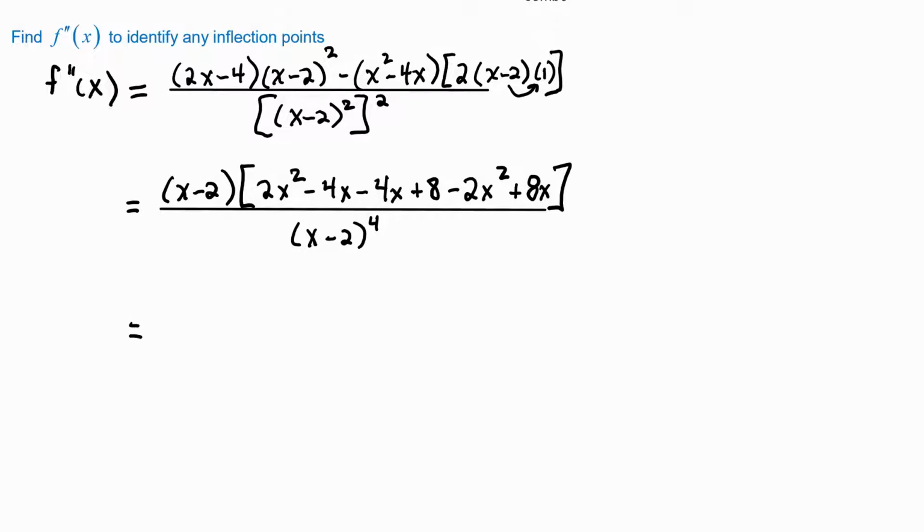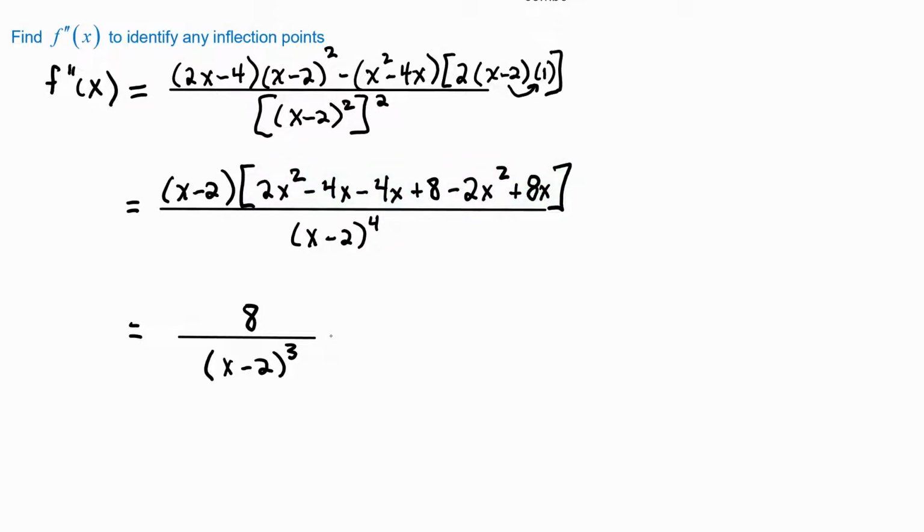Continuing to simplify, this x minus 2 is going to cancel one of those. So now we have x minus 2 to the third in the denominator. In the numerator, a whole bunch of stuff cancels out. 2x squared and minus 2x squared cancel out. Minus 8x and plus 8x cancel out. The only thing we have left is this 8.